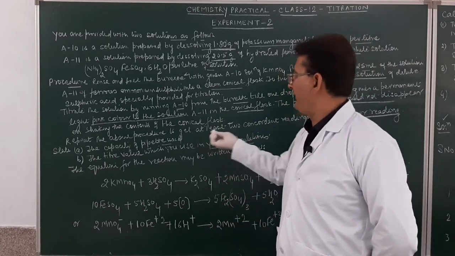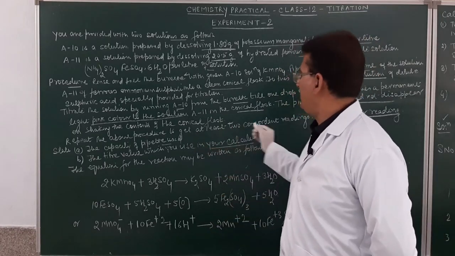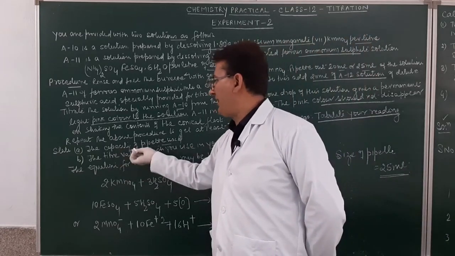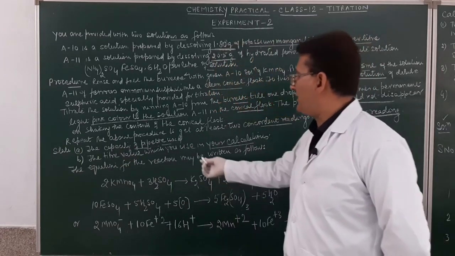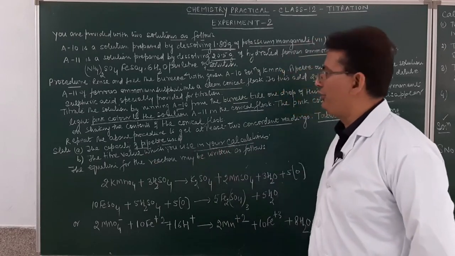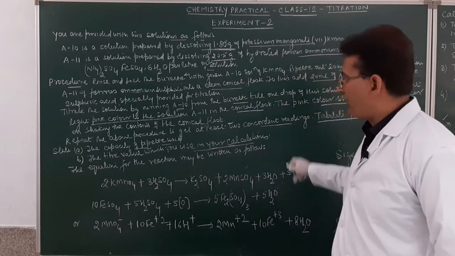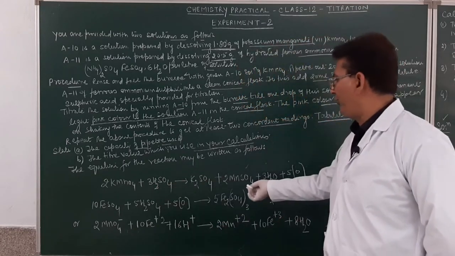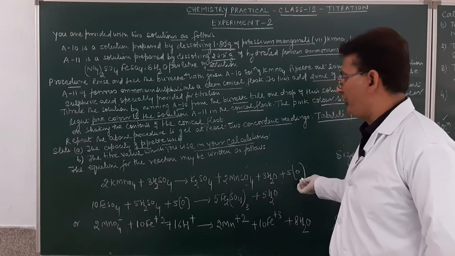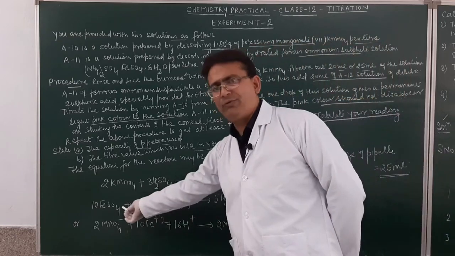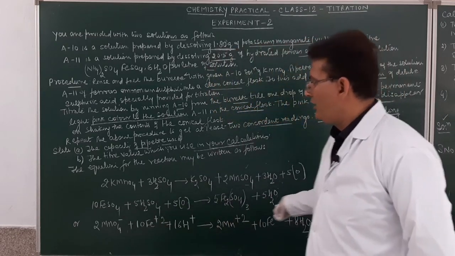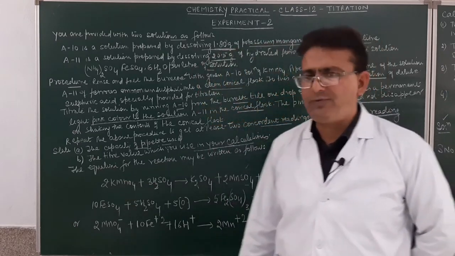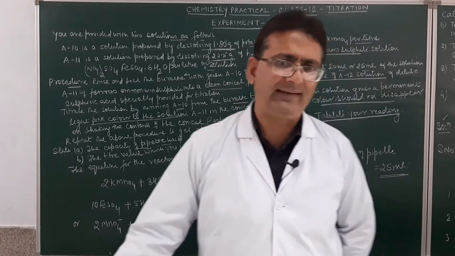Repeat the procedure to get at least two concordant readings. Now you must state the capacity of the pipette used and the titer value which you intend to use in your calculation. The equation given is: KMnO4 when it reacts with H2SO4 will form K2SO4 plus manganese sulphate, water and oxygen. It will oxidize the ferrous sulphate to ferric sulphate. You can see from the equation, 2 moles of KMnO4 oxidize 10 moles of ferrous sulphate into ferric sulphate.